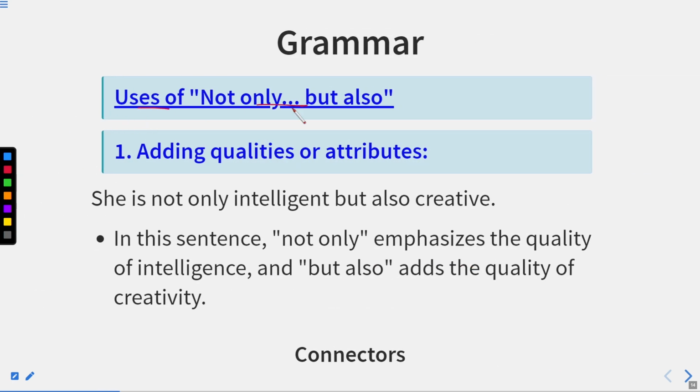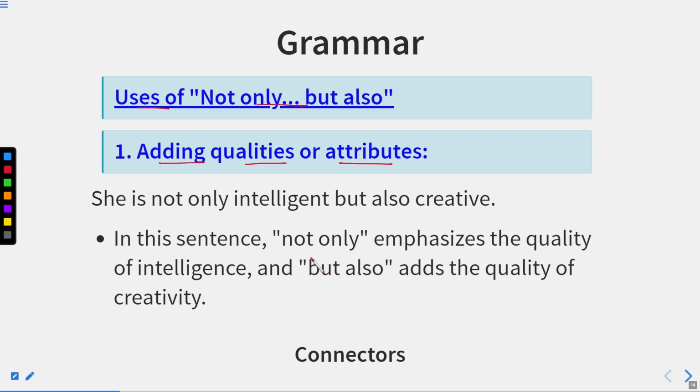Now, uses of not only but also. First of all, it is used to add qualities or attributes. Suppose I talk about a person, A, and I say that A is rich and smart. Now, if I have to join these two qualities, I can say he is not only smart but also intelligent, or he is not only smart but also rich. So these are two qualities which I'm adding together about A.